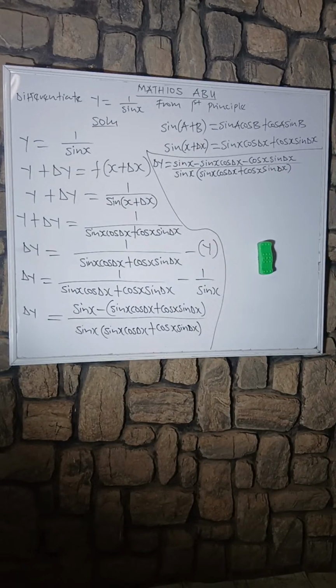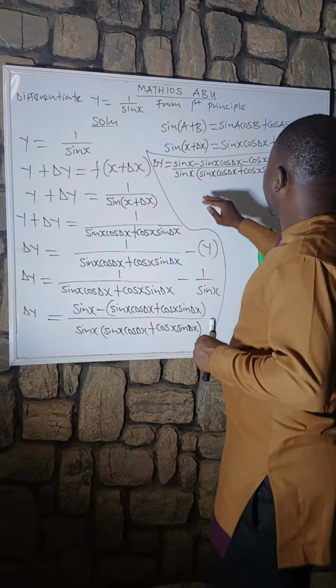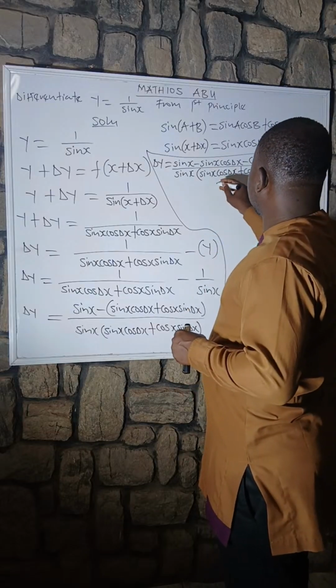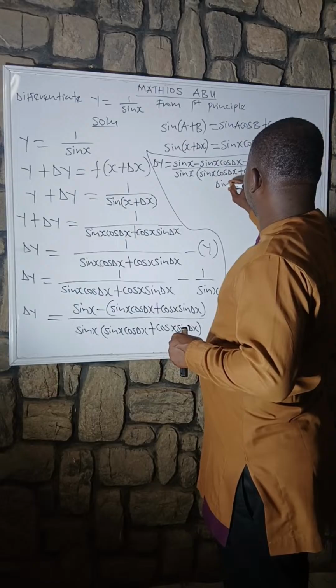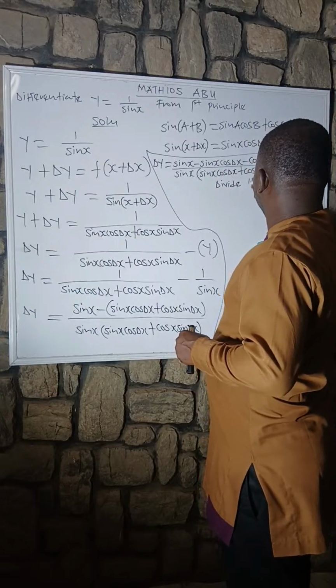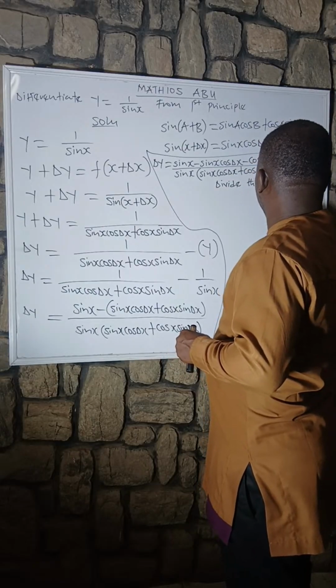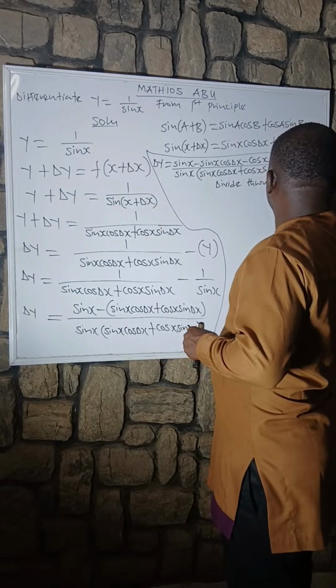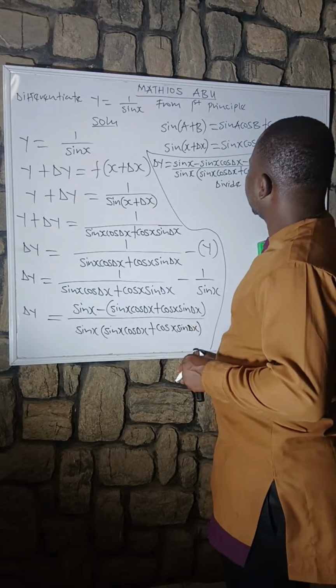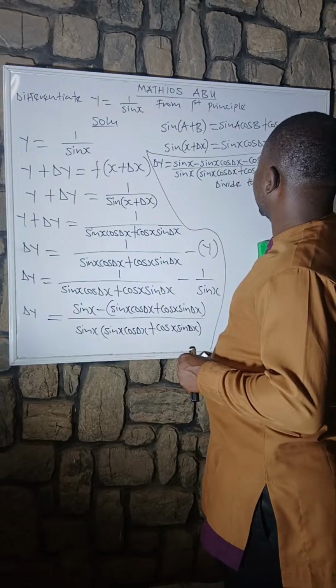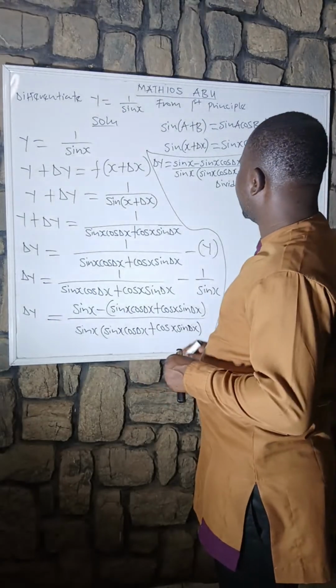You agree with me, right? Okay. So if you agree with me, let's proceed. At this point, we are going to divide through by dx. So when we divide through by dx, this is what we are supposed to have.